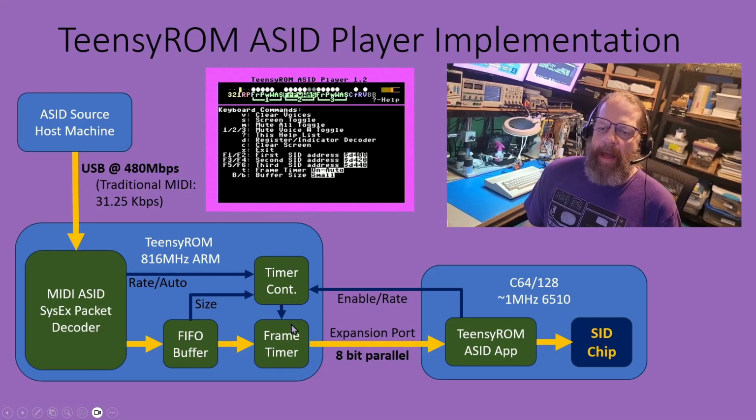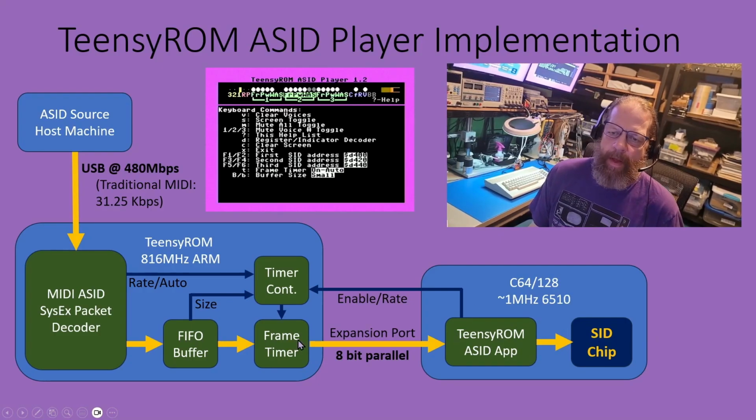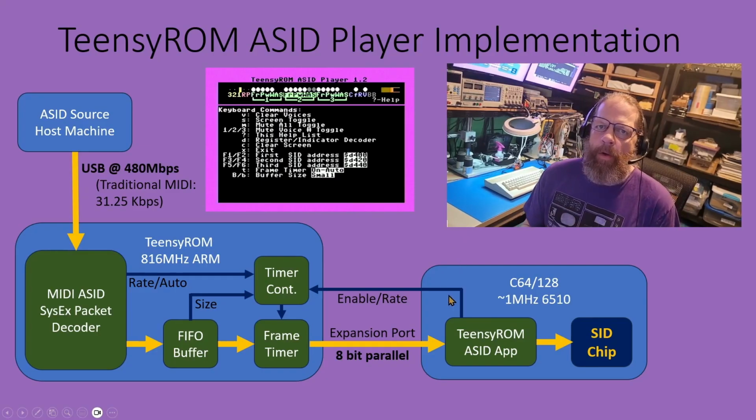Then out of that buffer, the data is applied when the timer is turned on, one frame at a time with very precise timing control to the TeensyROM ASID application running on the C64 and immediately applied to the SID chip itself. The control of that timer takes input from multiple sources to correctly time that data on its output. So I'm going to switch now to show you some video.